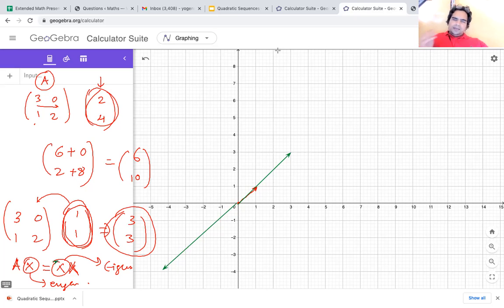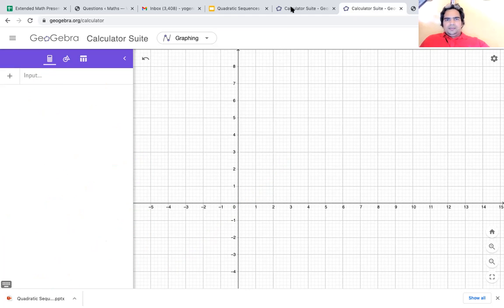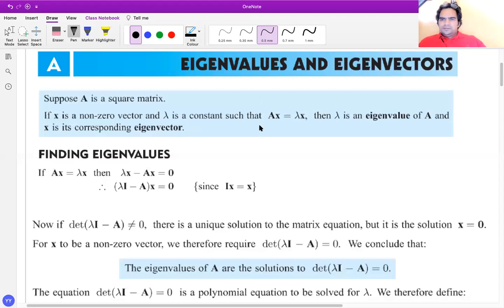So let's take an example of how you find the eigenvalue and eigenvector. As per the definition, if you have a matrix A and you multiply it with the vector x, and your answer comes as a scalar multiple of that same vector, that scalar lambda is referred to as the eigenvalue, and this x that you multiplied with is referred to as the eigenvector.